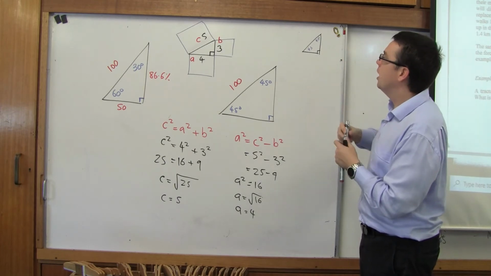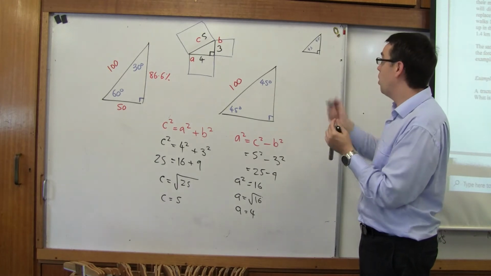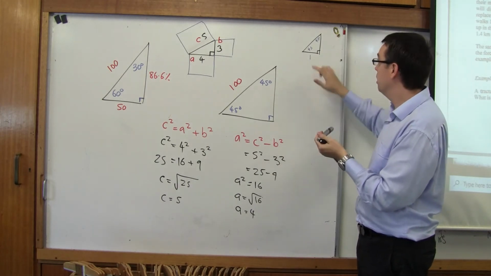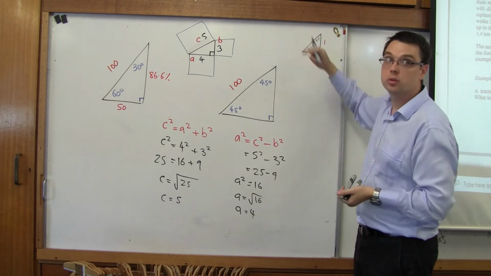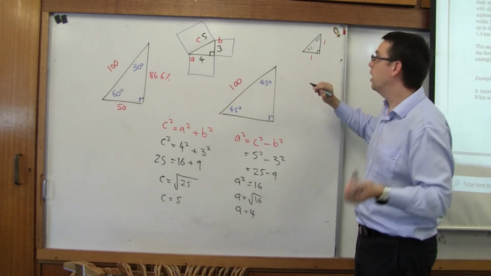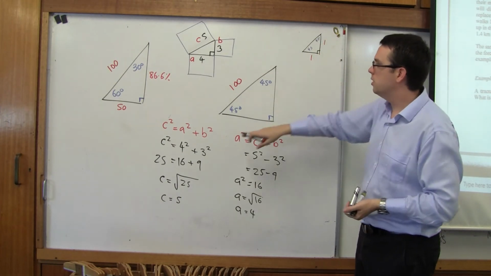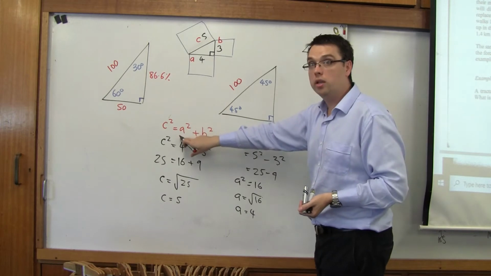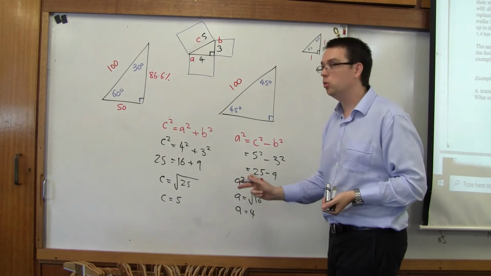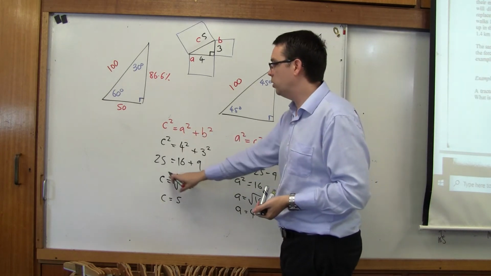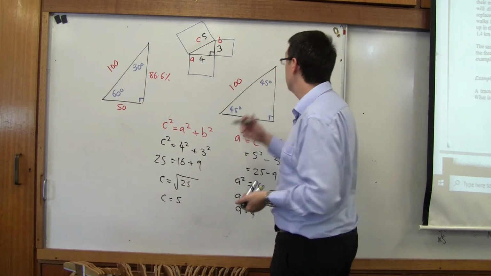In this situation, if I said that this was 1, wrong colour, if I said this was 1, what's this side going to be equal to? Root 2. How do we get there? 1 squared plus 1 squared. So the hypotenuse: 1 squared is 1, plus 1 squared is 1, so 1 plus 1 is 2, so C is going to equal the square root of 2, which we can write as root 2.